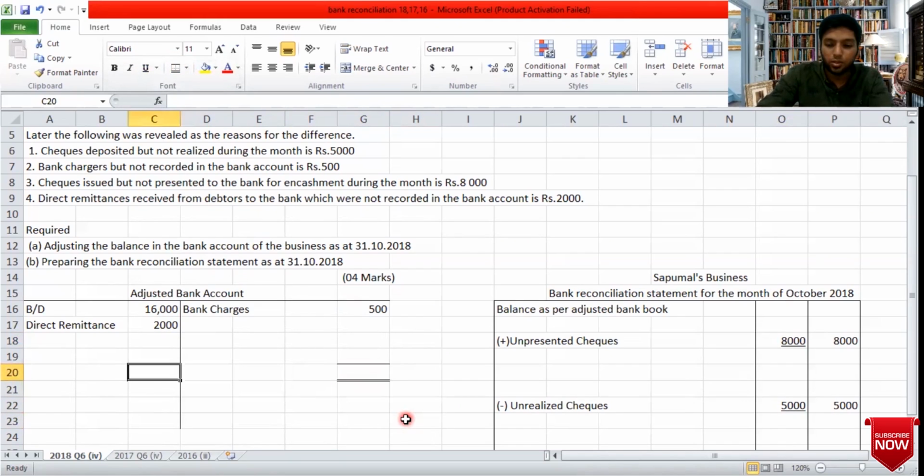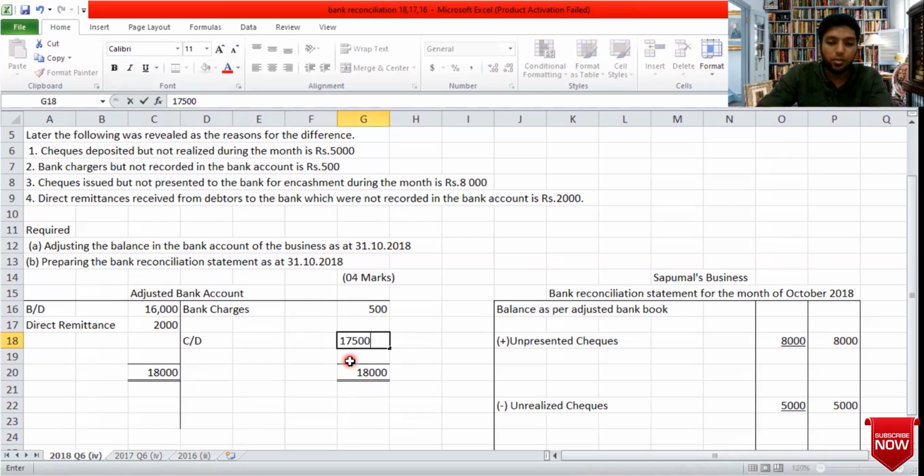So 16 plus 2,000 is 18,000, and you will take this 18,000 to this column, and you will see how much is the difference. So 500 minus 18,000, you will get 17,500. That is the carried down amount. You're going to carry it down, 17,500.